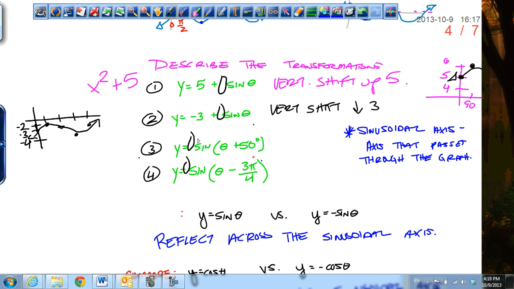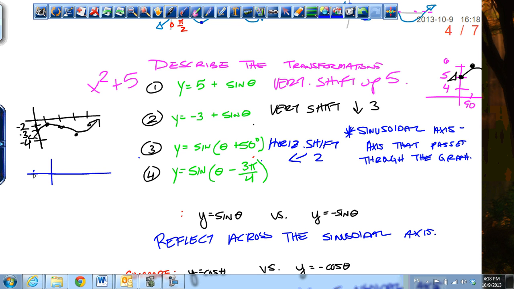Number 3, anytime we have a number on the inside of the parentheses, just like with quadratics or cubics or anything like that, it means a horizontal shift. If I had x plus 2 on the inside, that was actually left. So this one is going to be a horizontal shift left 2.